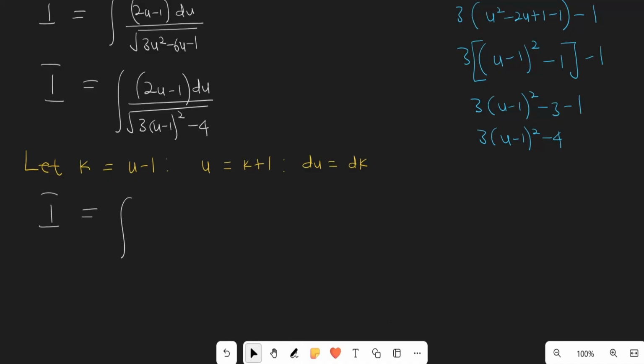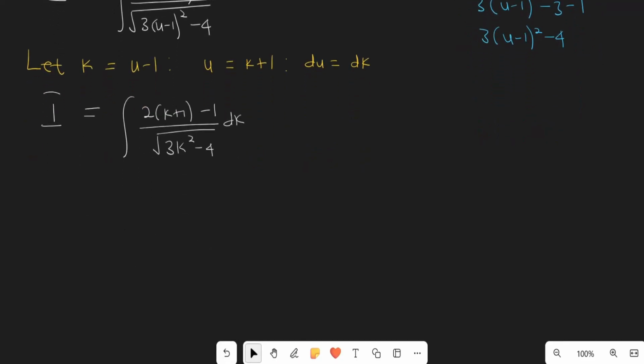I is going to be equal to the integral of 2u minus 1, so 2 and u is k plus 1, minus 1, divided by the square root of 3 times k squared minus 4, and du is the same as dk. Cool beans. This is the integral. 2k plus 2 minus 1 is the same as 2k plus 1, divided by the square root of 3k squared minus 4, and then dk.